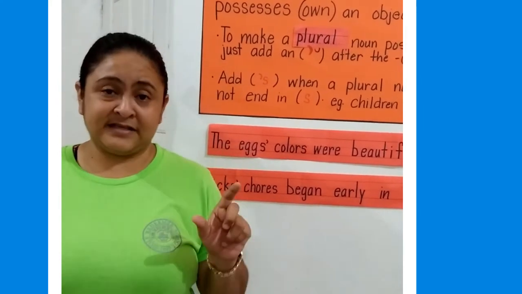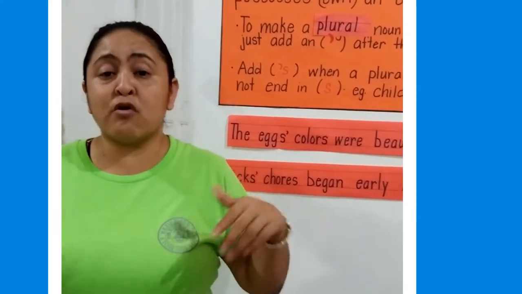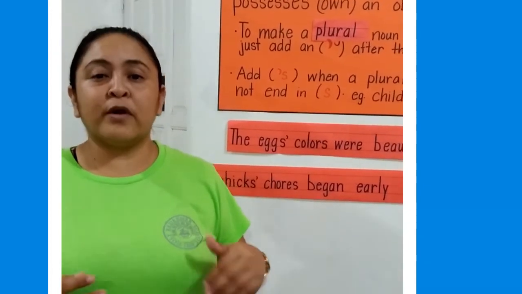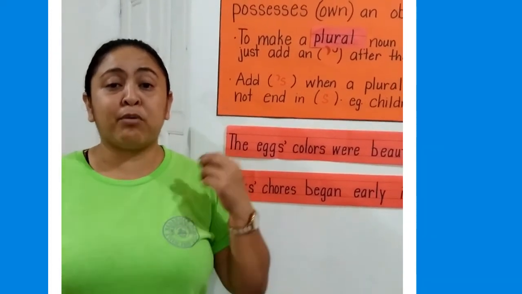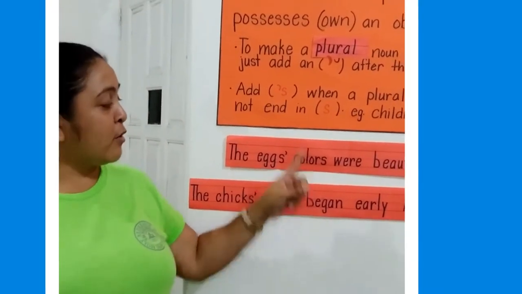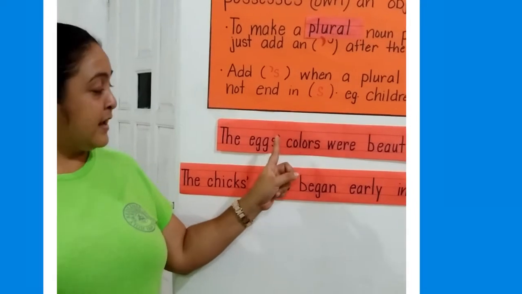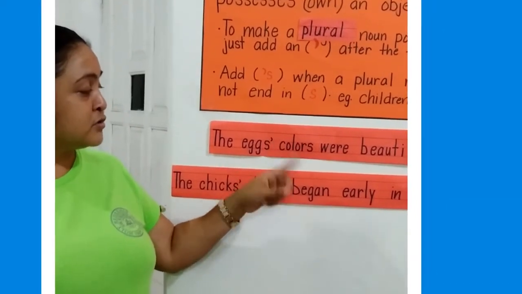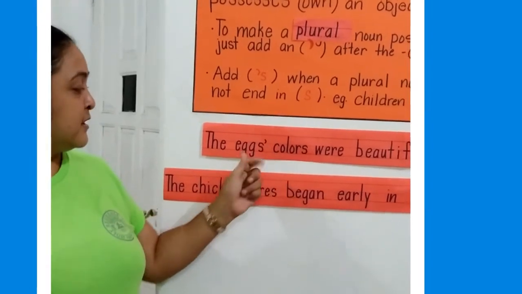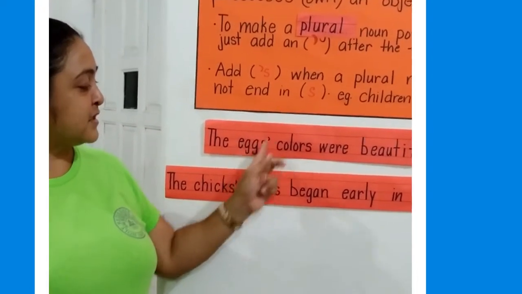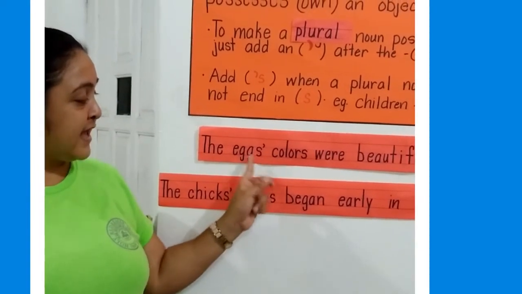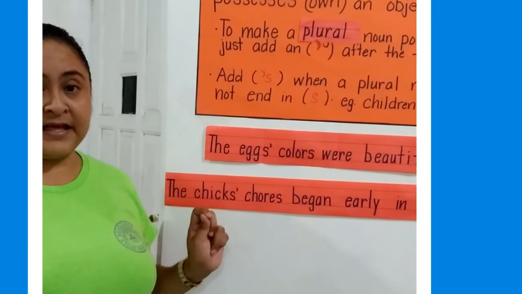it ends with an S, right? Because it means that there's more than one egg. It's 2, 3, or more eggs. So when we are going to write the plural possessive form of eggs, we only add an apostrophe. And the apostrophe here is what shows the relationship of eggs and colors. So here, the plural possessive form of eggs is eggs with the apostrophe at the end.